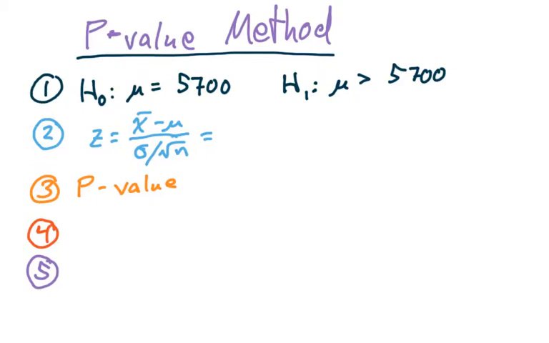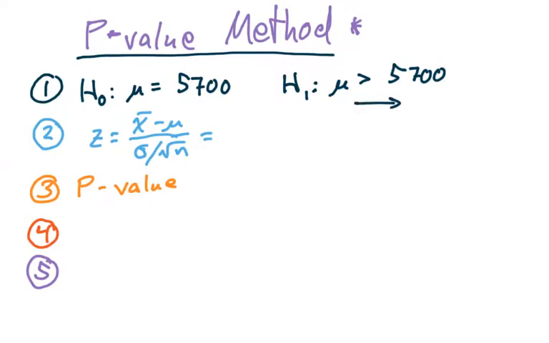Okay, so I want to just run right back through the same example 8-6, on the cost of college tuition using none other than the p-value method. So here, step 1 is, as we remember, absolutely the same. Mu is going to be equal to 5,700. That's our null hypothesis, H subscript 0. H1, the alternate hypothesis, is mu is greater than 5,700. So here we're going to be using a right-tailed test.